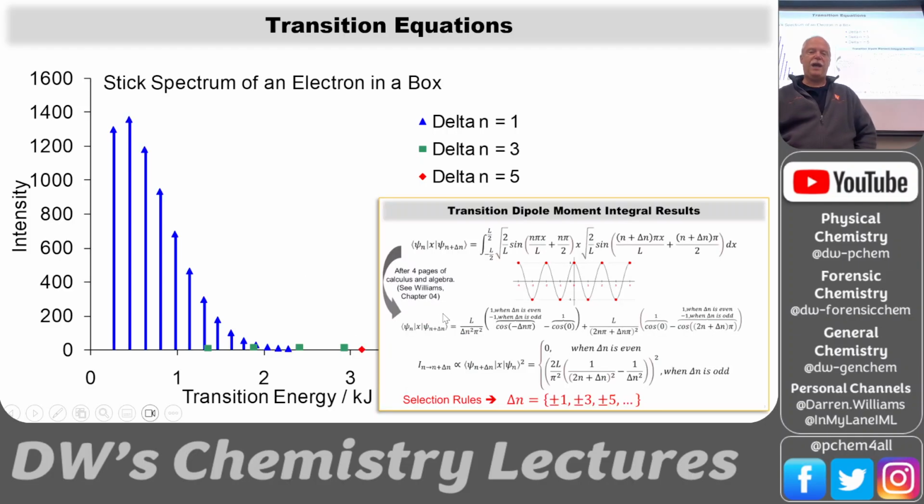Now we did all of this math in the book and looked at it in class, and it took about 4 pages of calculus and algebra to get to this point right here, the selection rules. We saw what this intensity equation was, this integral, and we had to do this huge integral and know something about cosines and when it was even or when it was odd. We got different results and so on. The non-zero pieces happened when delta n was odd, so plus or minus 1, 3, 5, 7, etc. Those were the transitions that were allowed, by the overlap of those wave functions when they interacted with light.